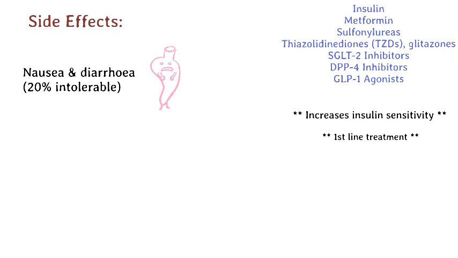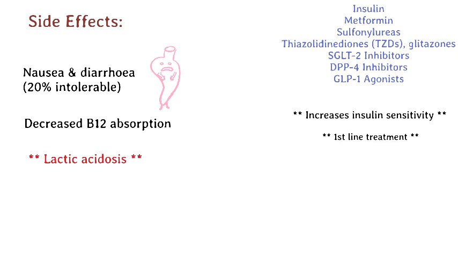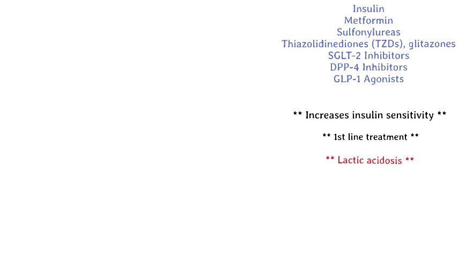Over time, metformin may cause decreased absorption of vitamin B12. Lactic acidosis is another adverse effect, and because metformin is cleared by the kidneys, metformin is contraindicated in renal insufficiency, with an estimated GFR of less than 30 milliliters per minute. This is because decreased clearance of metformin increases the risk of lactic acidosis. Similarly, metformin is contraindicated in patients with diabetes receiving medication for heart failure.